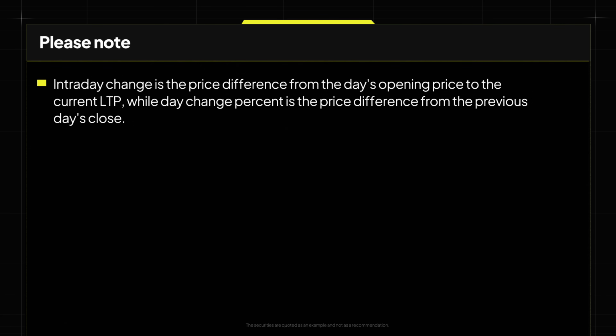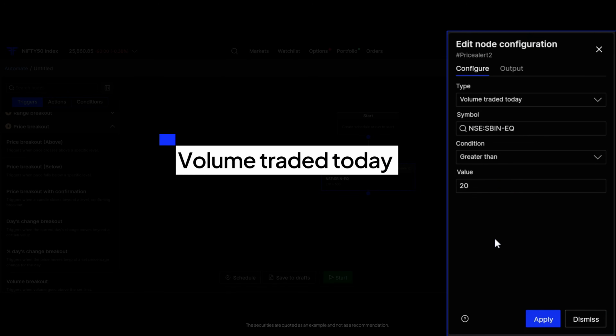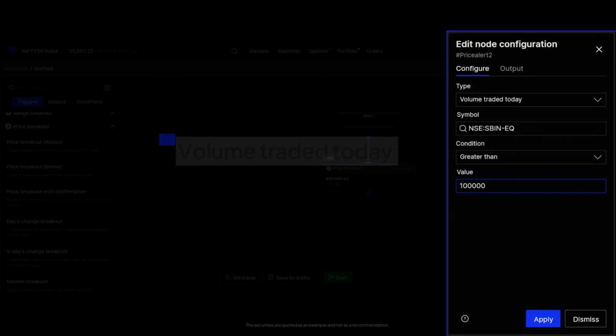Please note, intraday change is the price difference from the day's opening price to the current LTP, while day change percent is the price difference from the previous day's close. Volume traded today can also be specified. For example, we can set a condition for the volume traded for the day to cross 1 lakh.